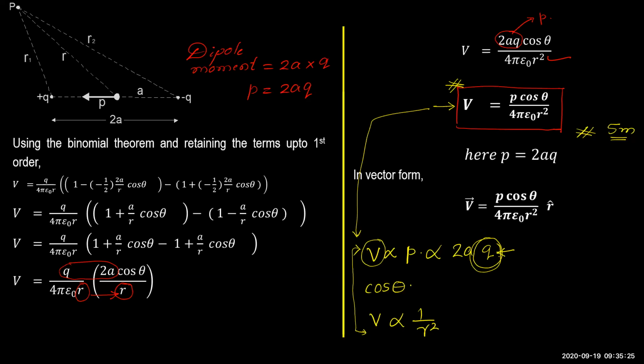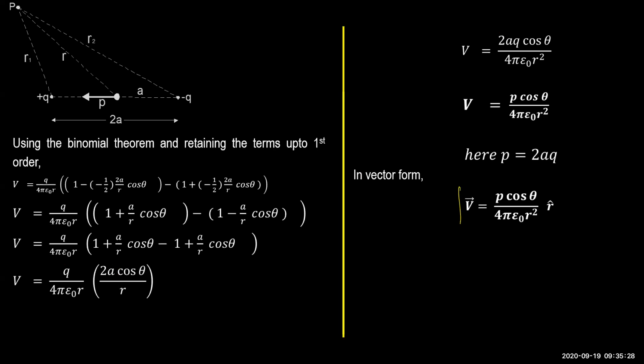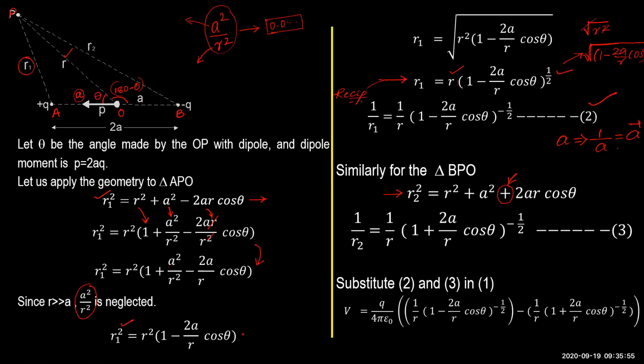Now, the same equation can be written in the vector form, by taking the unit vector of the direction vector. So if you take the unit vector, then the V becomes a vector. It will be in a particular direction. Okay? So this is all about the discussion regarding the electric potential at a point due to a dipole.